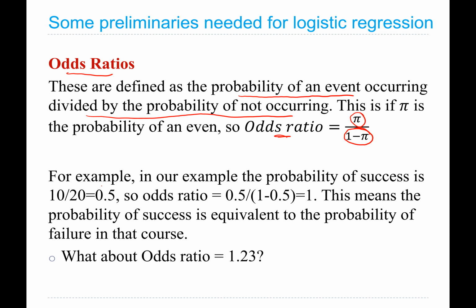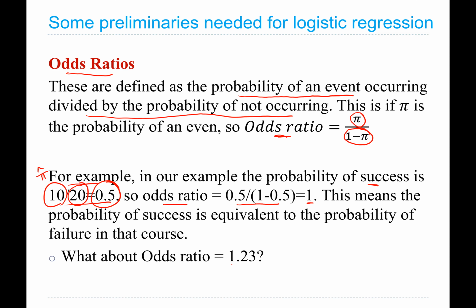What do you mean? Let's have an example. For our example, the probability of success is 0.5. How did you calculate 0.5? I counted how many passed a course. I found it is 10 out of 20. So pi hat is 0.5. So the odds ratio is 0.5 divided by 1 minus 0.5, which is 1. What does it mean that it is 1? It means the probability of success equals the probability of failure for this course.